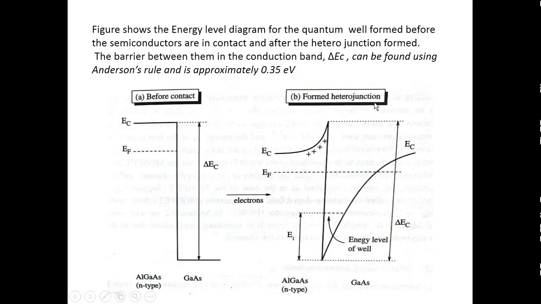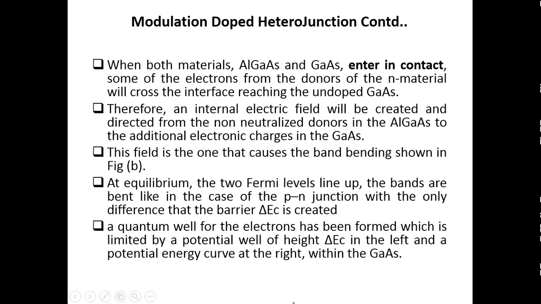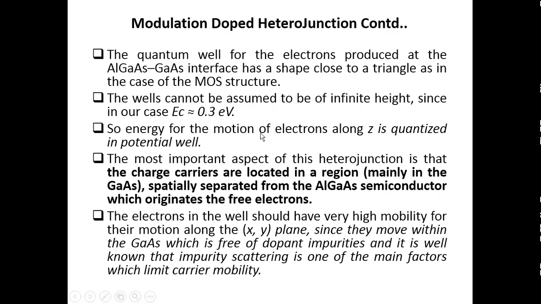And of course, at this interface junction a 2D electron gas is formed, in the form of a triangle. That's why it is called a triangular quantum well. Hope you understand that. And the potential height of that particular quantum well formed is delta EC. I told you all this.